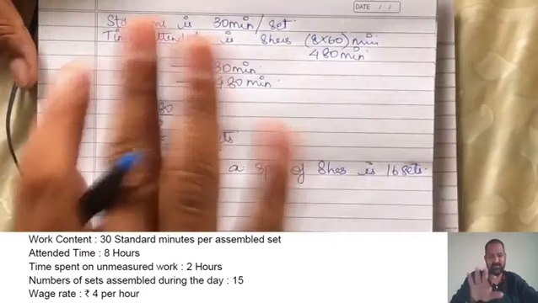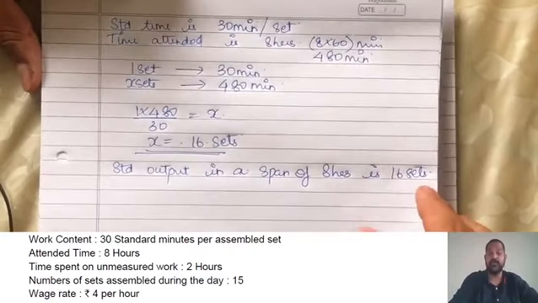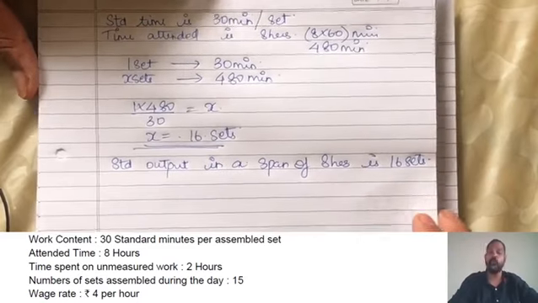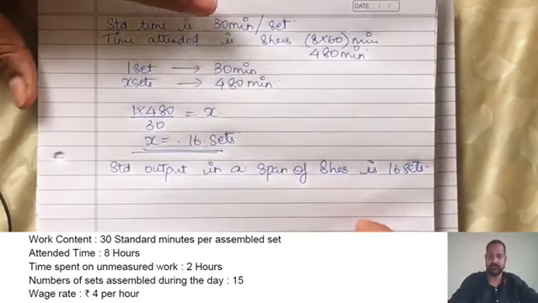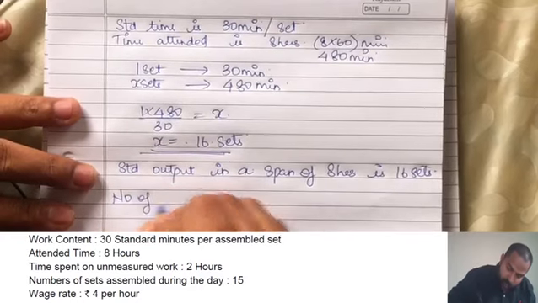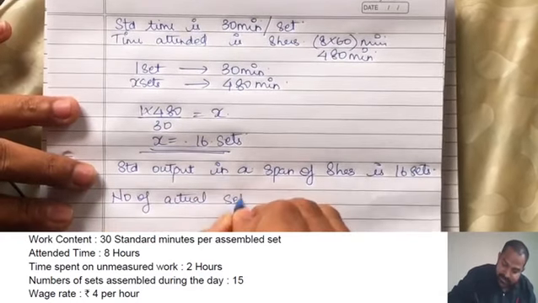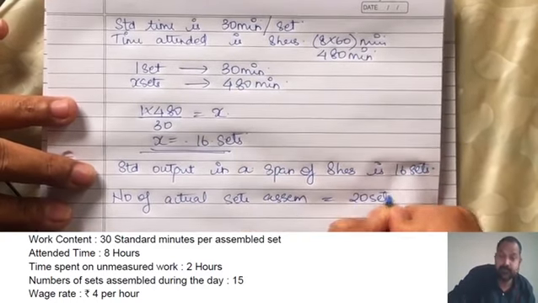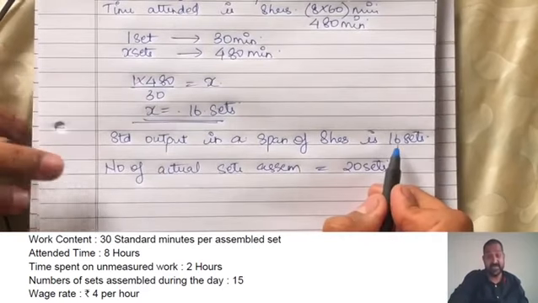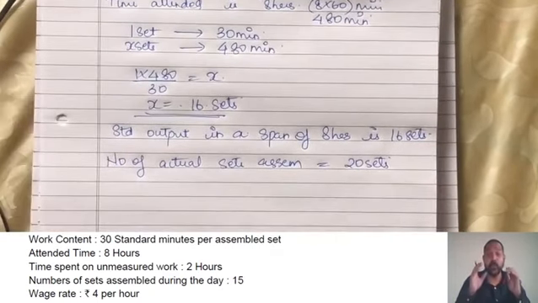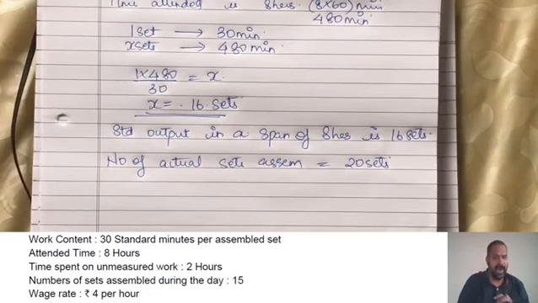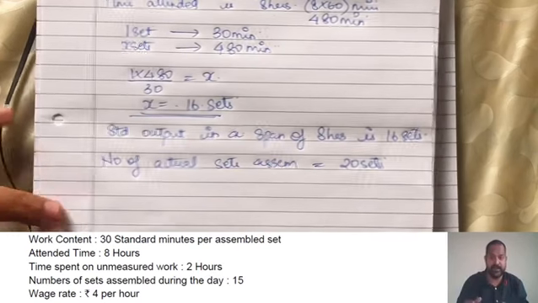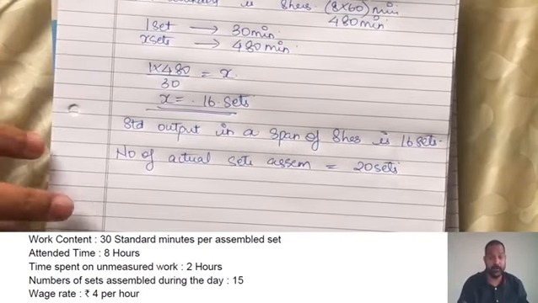Time spent on unmeasured work, forget that for the time being. Number of sets assembled during that day is 15. I'm changing that. I'm changing 15 to 20. Why? Just like that. So, number of actual sets assembled is 20 sets. Question: standard is 16. This guy is assembling 20. Is he good or is he bad? He is very good. He is giving me an output of more than the standard. Well, then he is more than 100% productive.